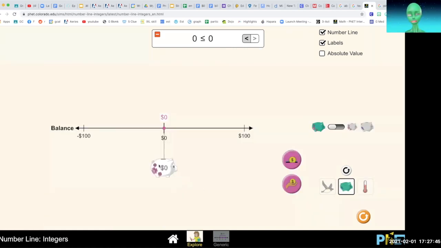Okay, last example. Here we have a piggy bank. There's no money in it. Let's put some money in. Ching, ching, ching, ching. All right, we're putting a bunch of money in. We have $10 in the piggy bank. So our balance is 10 or plus 10 or positive 10.